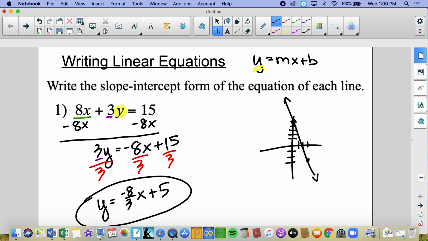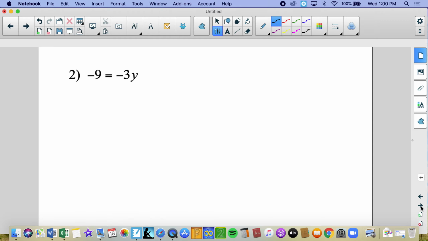You don't have to graph these. All I want you to be able to do is convert that standard form equation, this initial problem right here, and I want to make sure that you are able to convert it into slope-intercept form. Let's look at the next problem. A little bit different, and we see, wow, there's only one variable here.